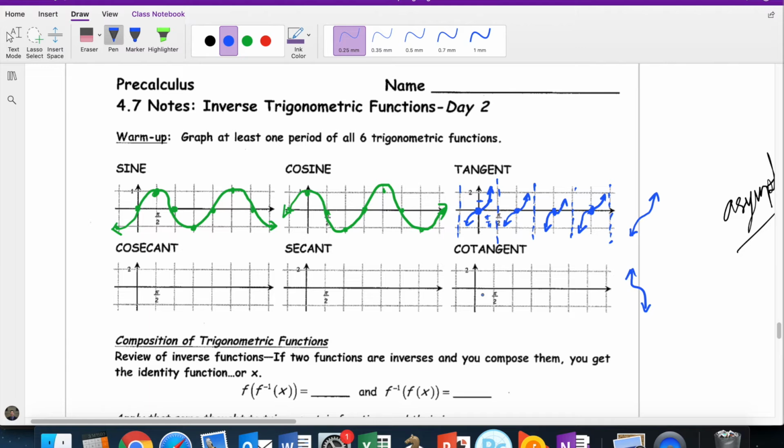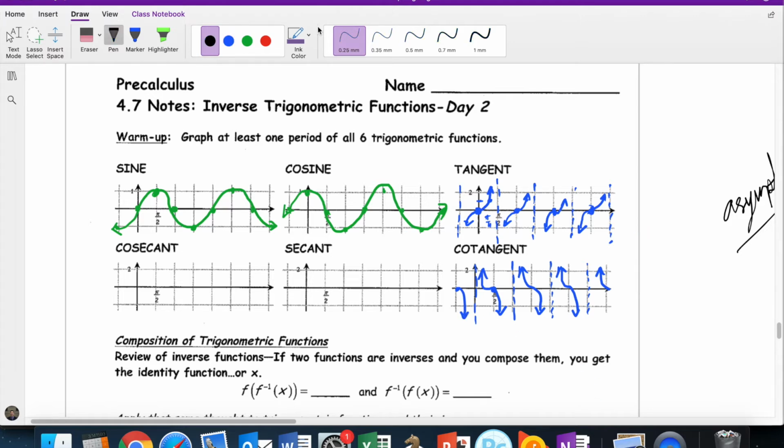All right, cotangent is very similar to tangent. It has asymptotes at x is equal to 0. It crosses the x-axis at pi over 2, but the orientation will also be different. The orientation will begin on the left side pointing upwards, and then on the right side it will end going downwards. So it should look something like this. And this would be the graph of cotangent.